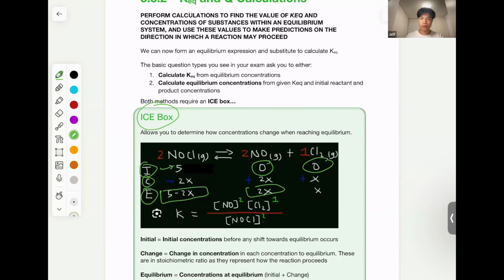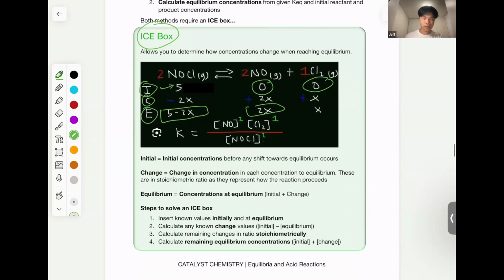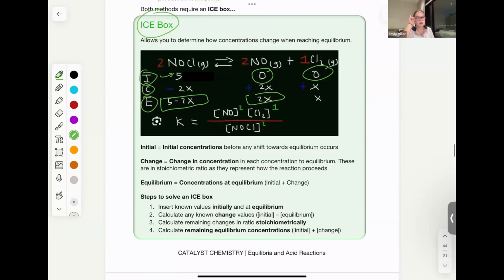Depending on the question, you'll be given a different combination of these variables. You may be given only initial concentrations and asked to find the equilibrium concentrations. You may be given some initial concentrations and an equilibrium concentration and asked to find the K. So there's different questions you can get, and we'll go through those again too. I just have a question about the icebox.